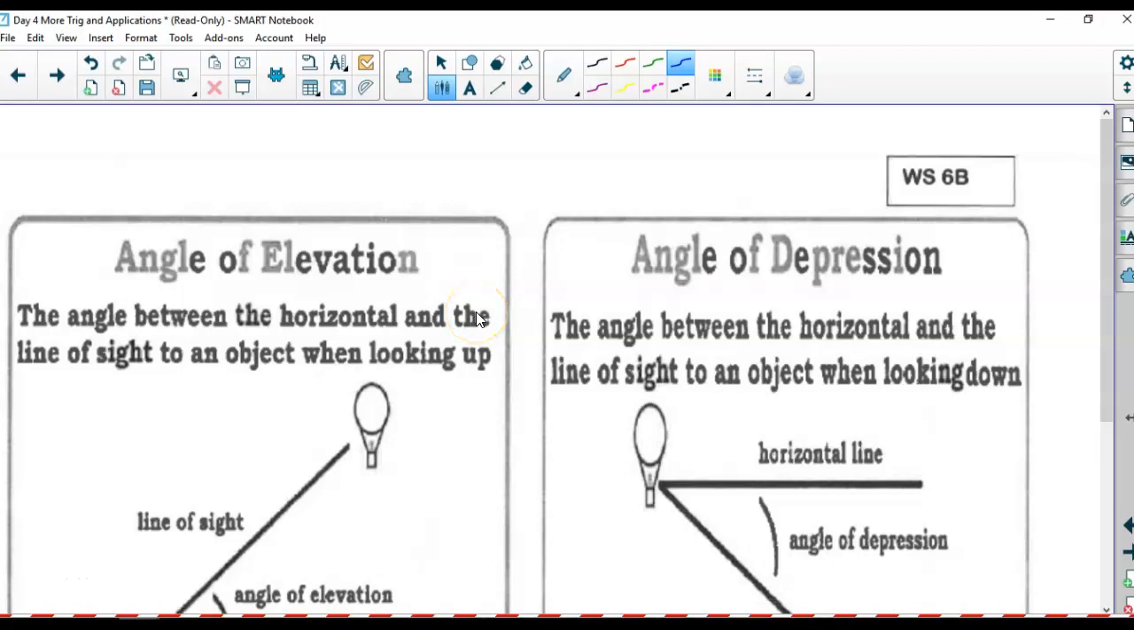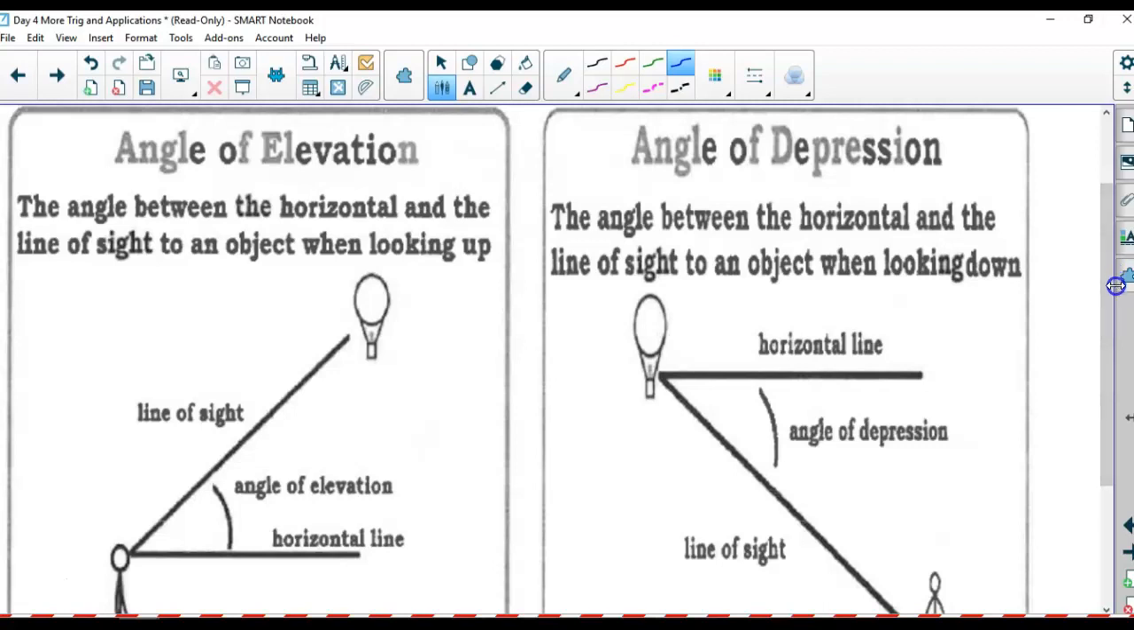All right, guys, we are working on finishing up the basics of trig and we're getting to the applications. So I need you to find your packet. We're going to do worksheet 6B and a couple questions off 7A and 7B. So I need you to maybe pause the video till everybody's ready to do the notes on angles of elevation and depression.